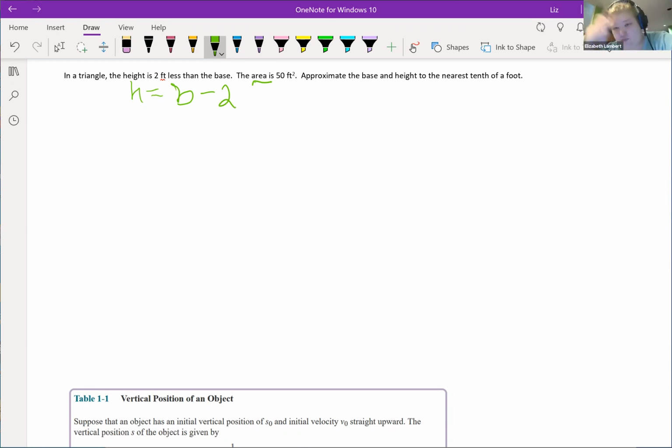All right. So I now have a mathematical equation that relates the height and the base. Cool. The area is 50 feet squared. Ooh. Approximate the base and height to the nearest tenth of a foot. All right. Now you might be thinking, well, how do I know what kind of triangle this is? Like, where's the base? Where's the height?